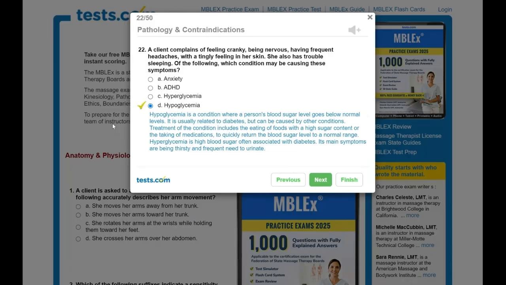D. Hypoglycemia. Hypoglycemia is a condition where a person's blood sugar level goes below normal levels. It is usually related to diabetes but can be caused by other conditions. Treatment of the condition includes the eating of foods with a high sugar content or taking of medications to quickly return the blood sugar level to a normal range. Hyperglycemia is high blood sugar often associated with diabetes. Its main symptoms are being thirsty and frequent need to urinate.